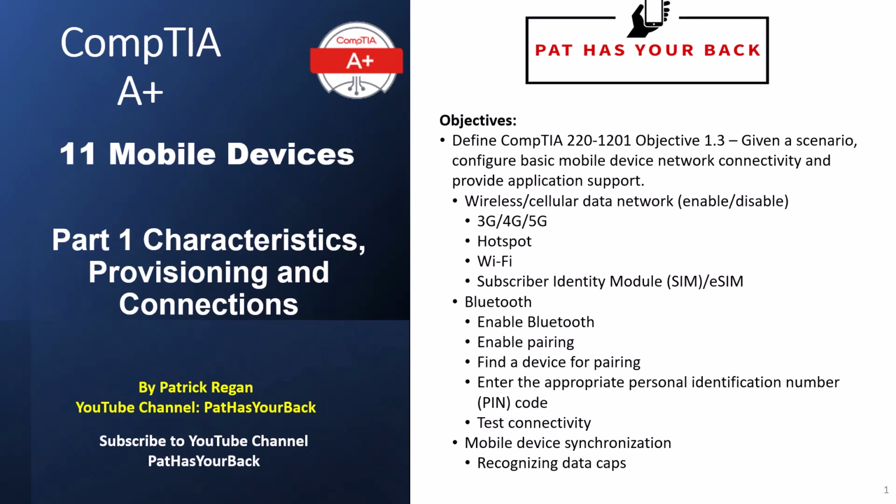Welcome to Mobile Devices, where you can go in depth on mobile devices, including smartphones. Part 1, Characteristics, Provisioning, and Connections, covers wireless and cellular data networks, subscriber identity module or SIM, Bluetooth, cell phone IDs, and mobile hotspots.